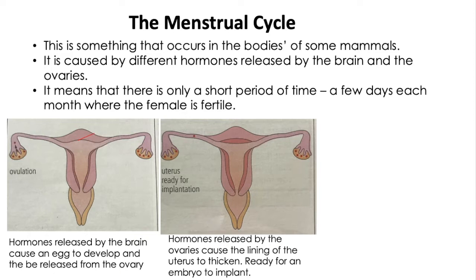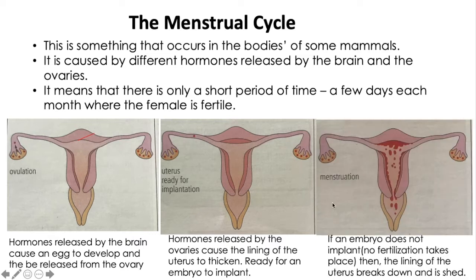The next thing that has to happen is this lining of the uterus wall. It's called blood-rich tissue lining. The endometrium is the scientific term for it, but you don't need to know that. But if we just say the blood-rich tissue, the lining of the uterus gets thicker. So look, in this diagram, it is thicker. So hormones released by the ovaries cause the lining of the uterus to thicken, ready for an embryo to implant.